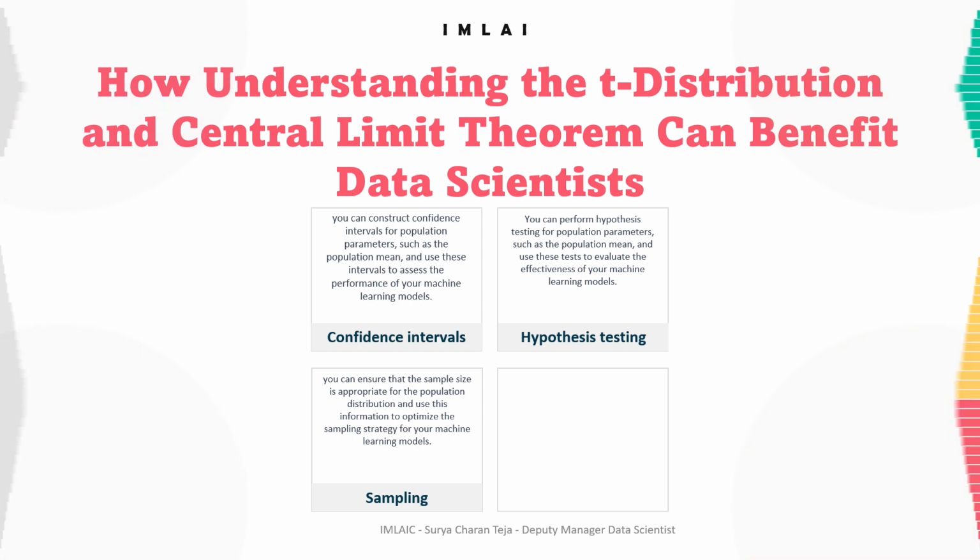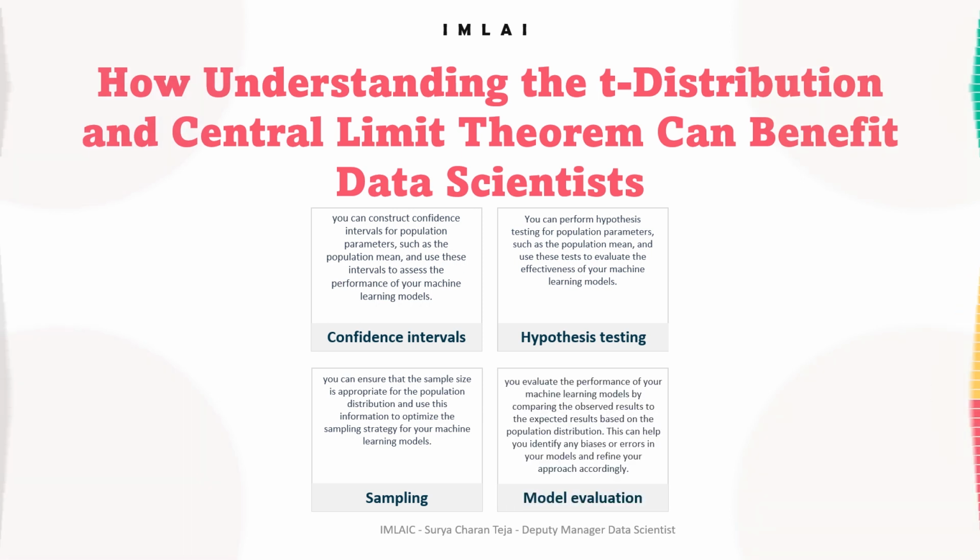Then you have model evaluation. Understanding the t distribution and the central limit theorem can help you evaluate the performance of your machine learning models by comparing the observed results to the expected results based on the population distribution. This can help you identify any biases or errors in your model and refine your approach accordingly. If you are a data scientist, you know how important model evaluation is. So if you want to do a proper model evaluation, you should have knowledge of the t distribution and central limit theorem.